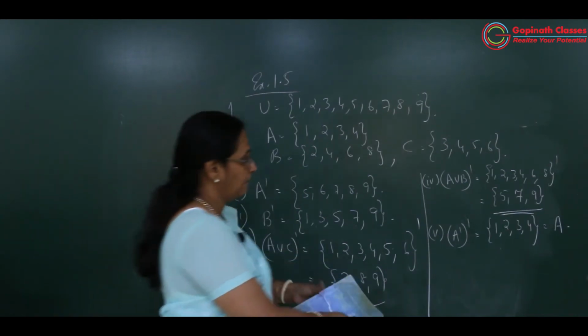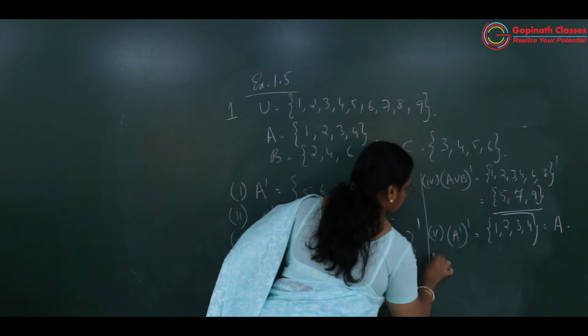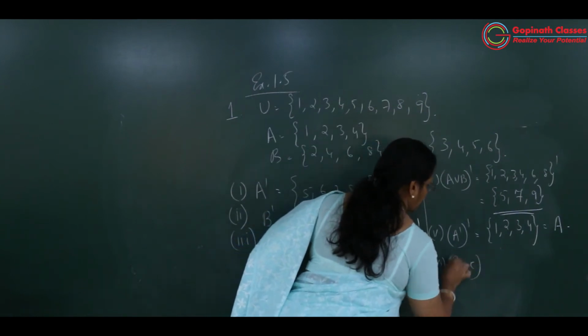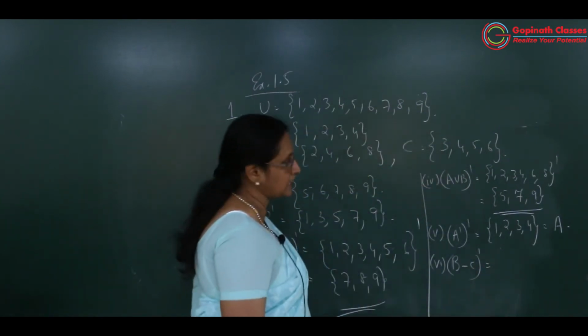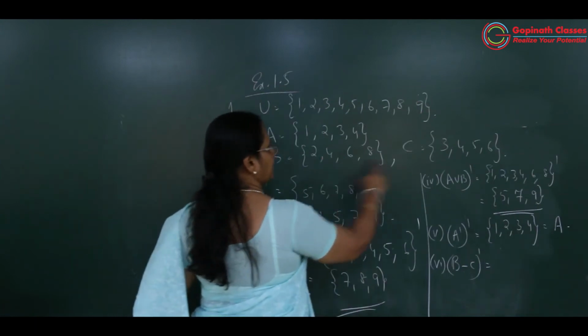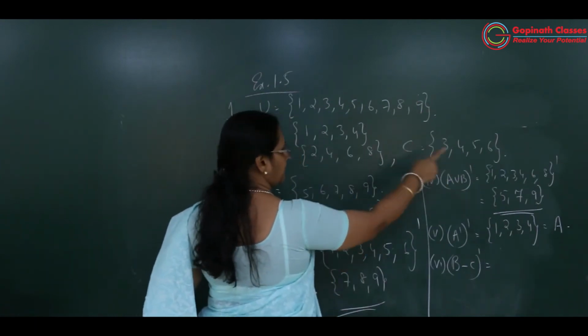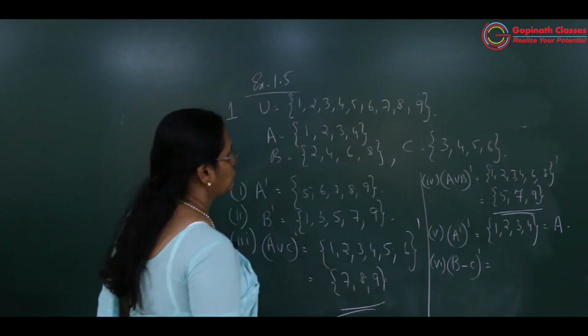Sixth question देखो. B minus C the whole complement. We have already learned the difference of two sets. B minus C. Which is there in B but not in C. Which are they? 2.